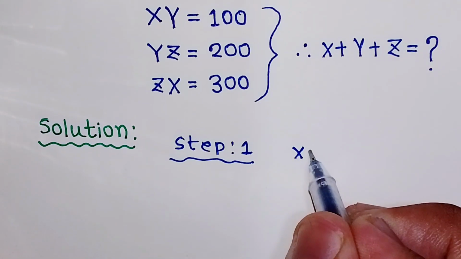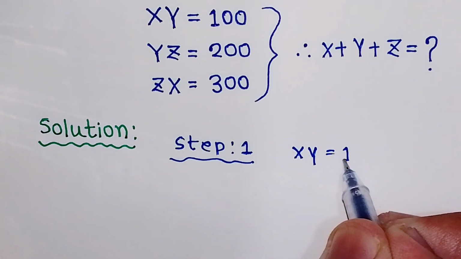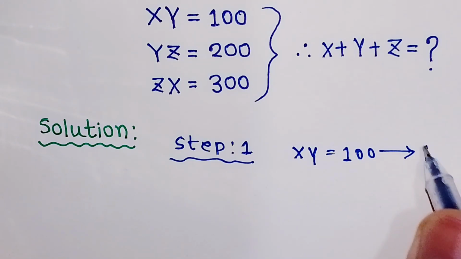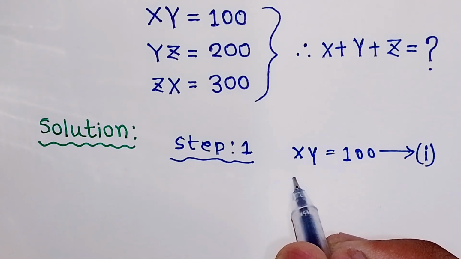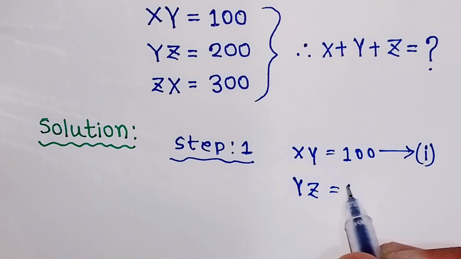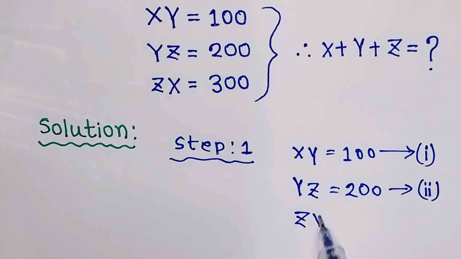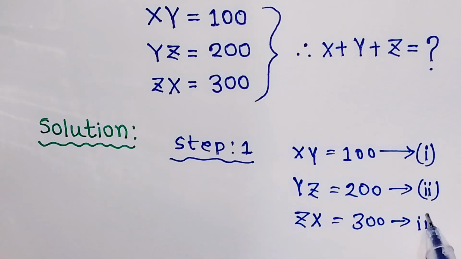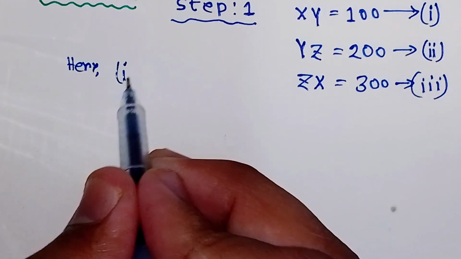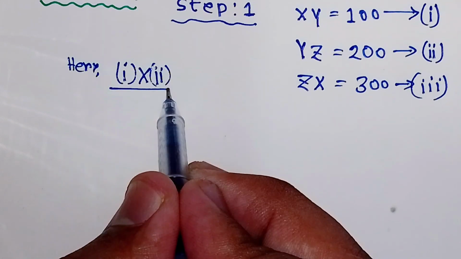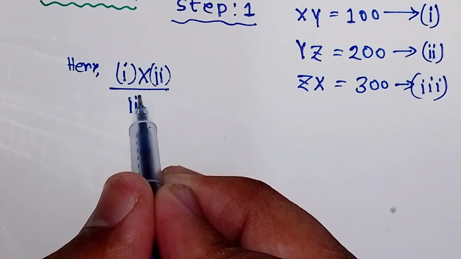Like xy equals 100, we take it as equation number 1, and yz equals 200 will be equation number 2, and zx equals 300 will be equation number 3. We have to multiply equation number 1 with equation number 2 and divide by equation number 3.